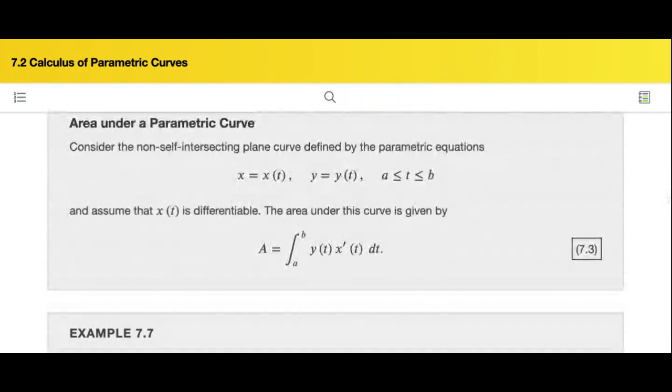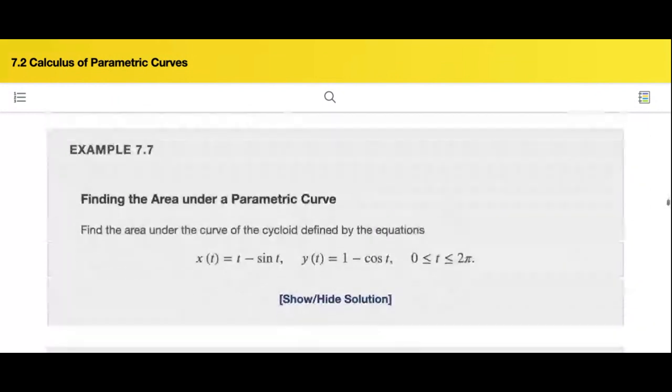So the area under a parametric curve: consider the non-self-intersecting plane curve defined by the parametric equations x of t and y of t, where t goes from a to b. Because we'll only take a derivative of x, assume x is smooth, or differentiable at all values of t from a to b. The area under this curve is given by the integral from a to b, y of t multiplied by x prime of t. All right, let's see an example.